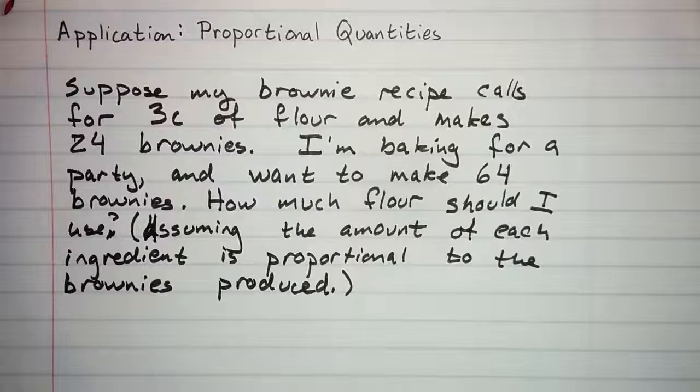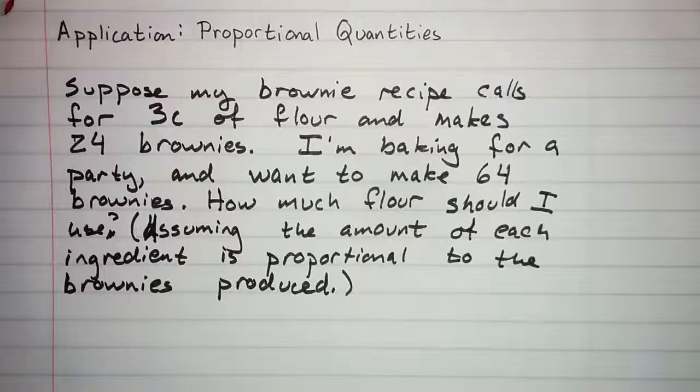And then I have this little comment, assuming the amount of each ingredient is proportional to the number of brownies produced. Which is true, right, in baking. If we use twice as much of everything, we're going to make twice as much stuff. So I'm going to set up a proportion here.